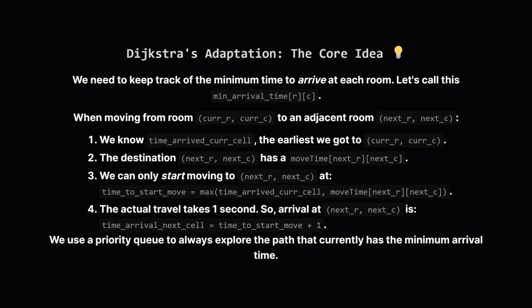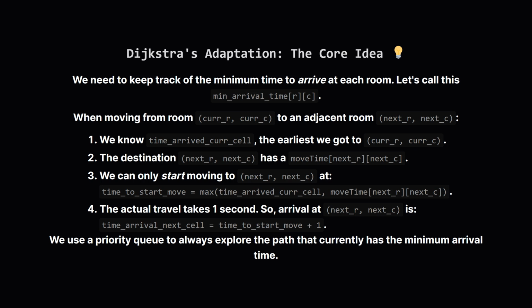So how do we adapt Dijkstra's for this? The main thing is how we calculate the time to get to the next room. Let's say we're in a room, let's call it the current room, and we know the earliest time we could have possibly arrived there. Now we look at an adjacent room, the next room. This next room has its own move time value, which is the earliest time we're allowed to even begin our journey towards it. So, to figure out when we can actually leave our current room to go to the next one, we have to wait until both conditions are met.